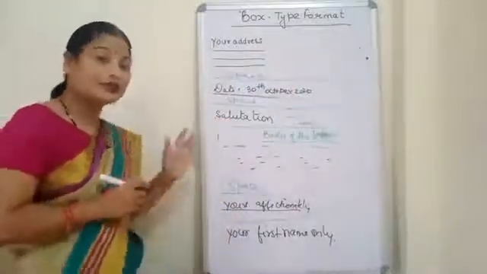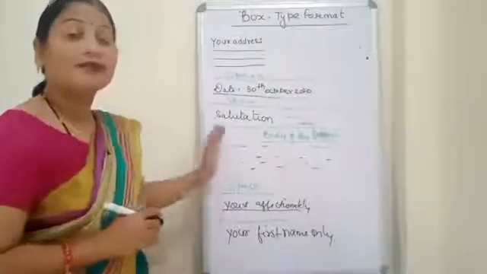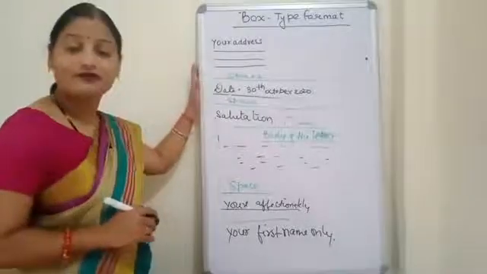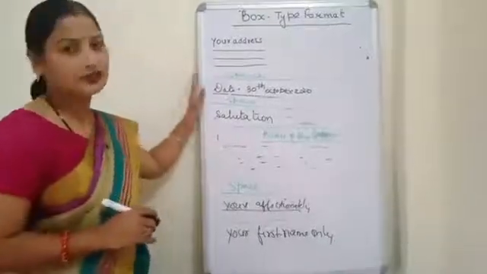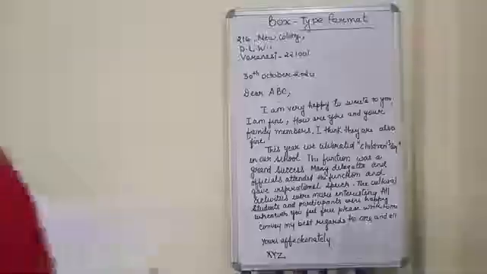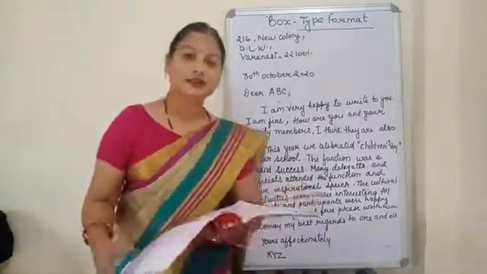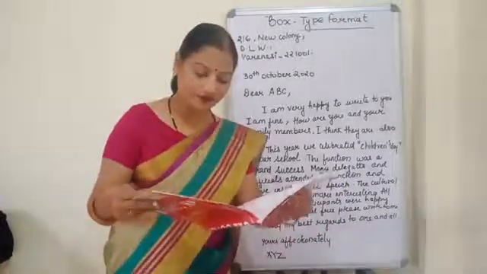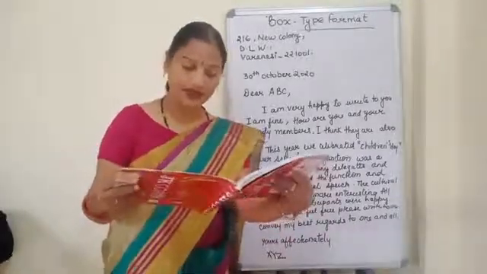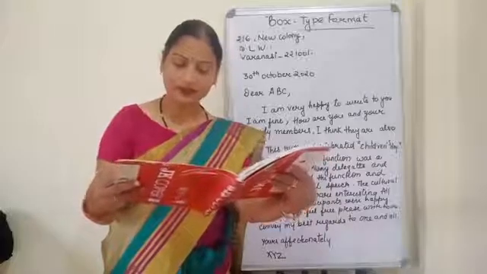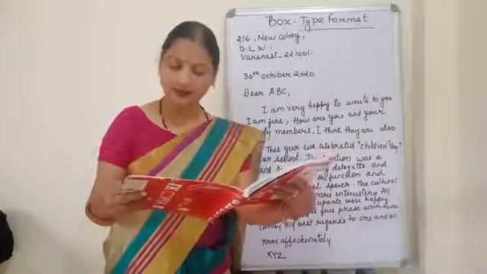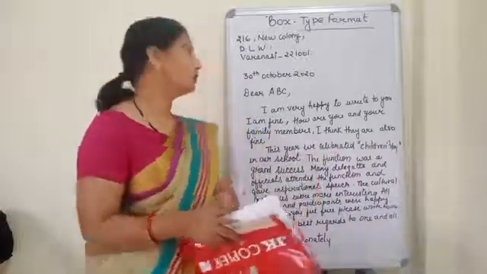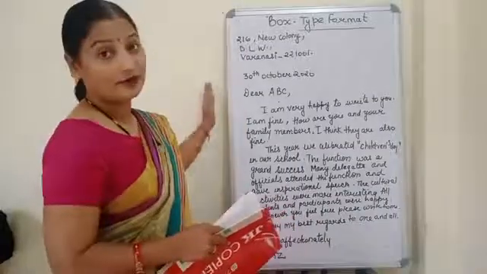Everything should be in the line and everything should be in the proper format. So this is the box type format and we also follow the box type format. Now see children, I have written 1 letter for you and your first letter is given in the book. Write a letter to your friend in a boarding school describing how you celebrated Children's Day in your school. And this is the box type format.